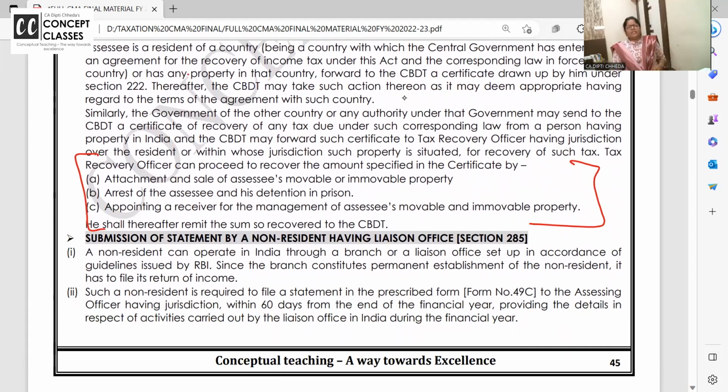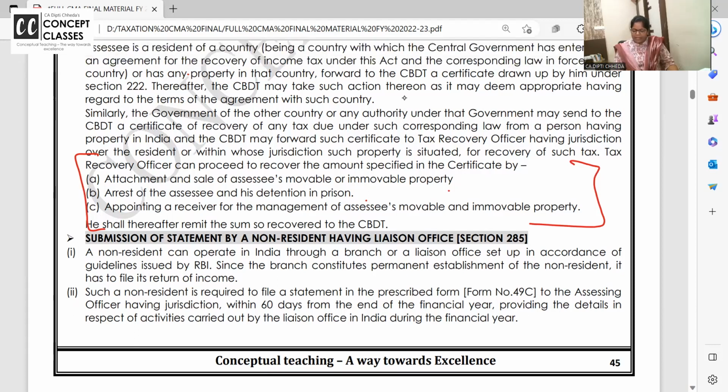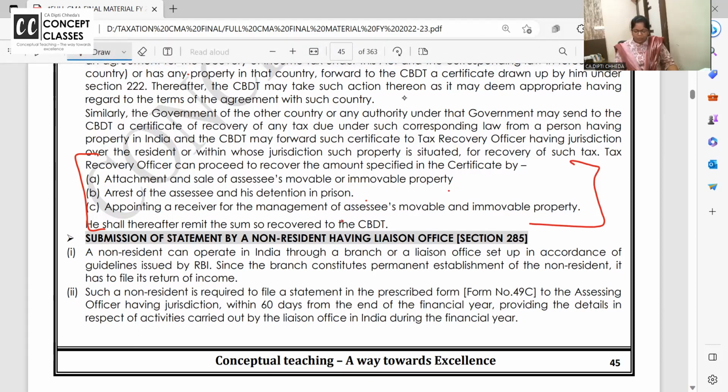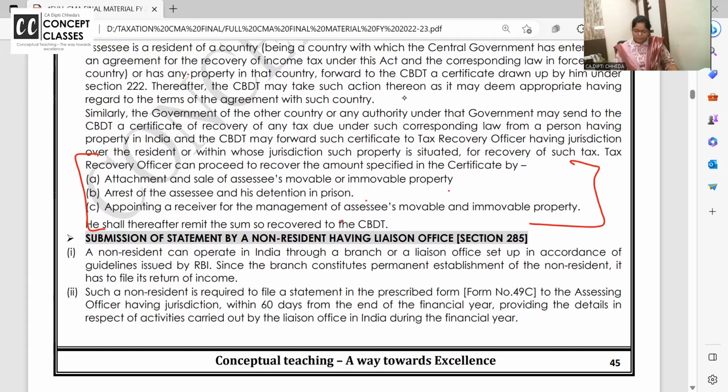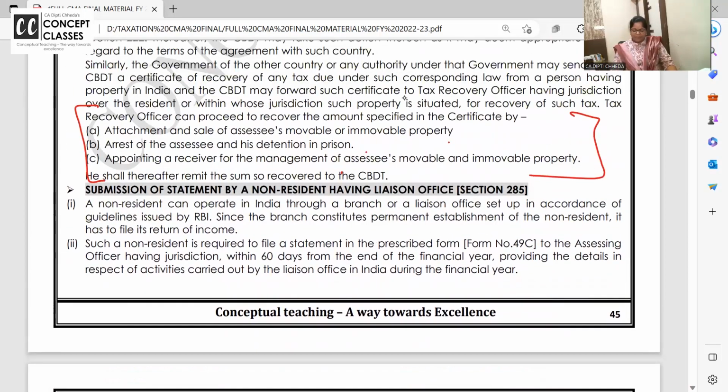We can submit all the details to the tax recovery officer who is having jurisdiction in their area in their country, and he can proceed to recover the amount specified by attachment and sale of the assessee's movable or immovable property, arrest of the assessee and his detention in prison, or appointing a receiver for the management of the assessee's movable and immovable property. हाँ, प्रॉपर्टी बेच के या उसको जेल में डाल के कैसे करके भी आप पैसे रिकवर कर सकते हैं.